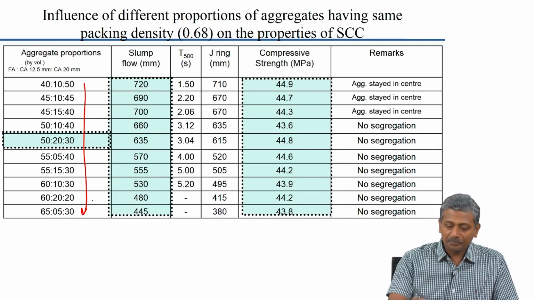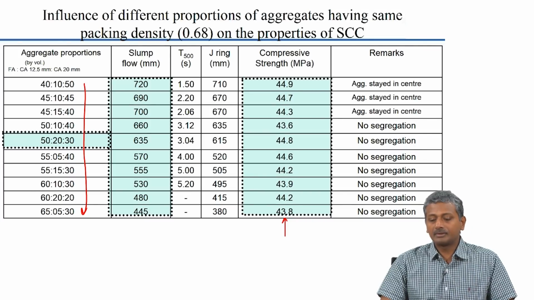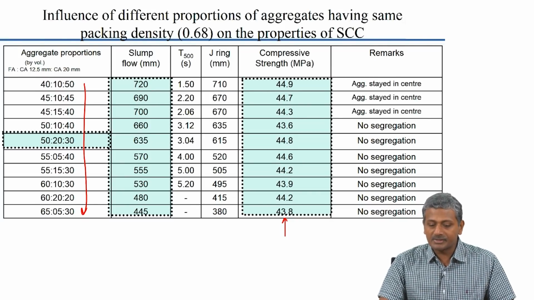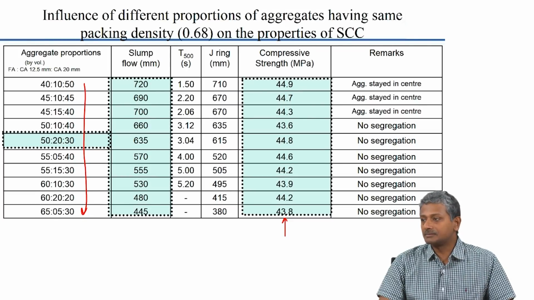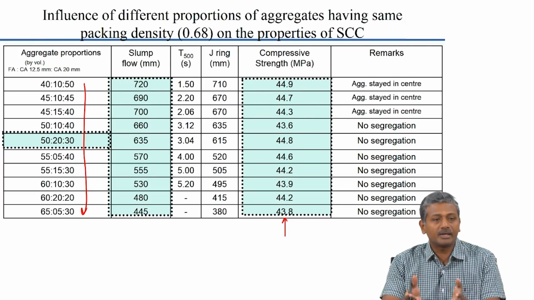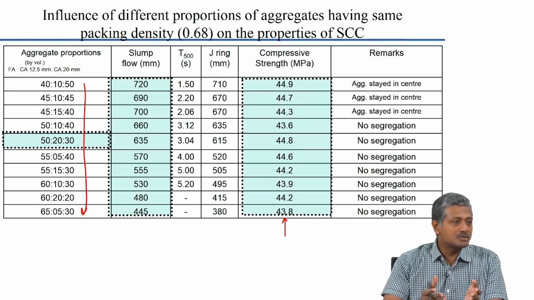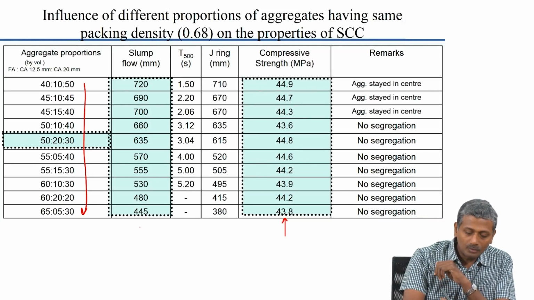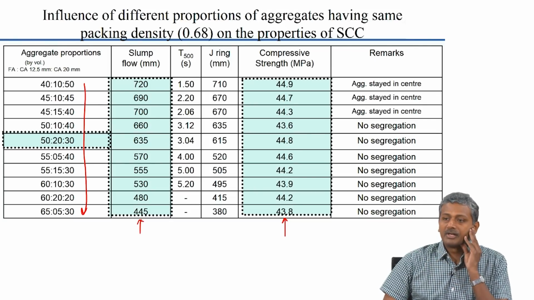Now interestingly, if you look at compressive strength, all these mixture proportions that give the same packing density gave almost identical compressive strengths. You can see that the difference is almost less than 1 megapascal between the concretes. So that strongly again tells you that packing density is very well related to the compressive strength. Okay. In terms of flow, there was a lot of variation.